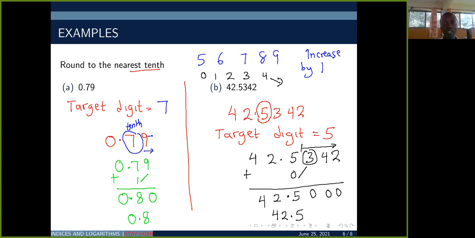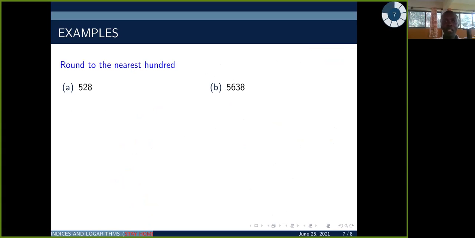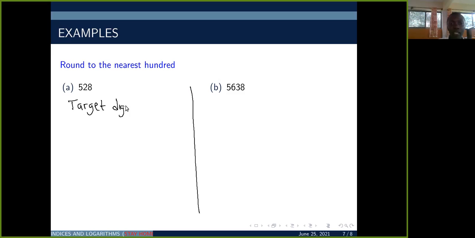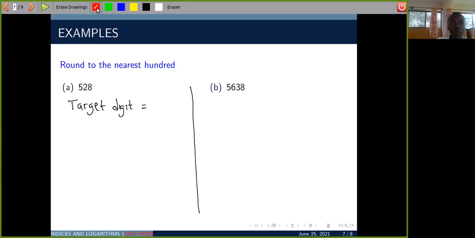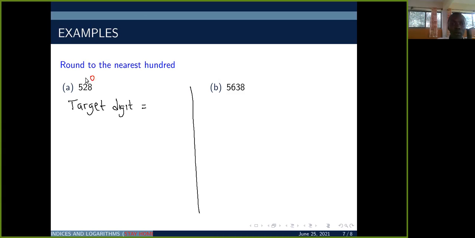Okay, let's look at more examples. Rounding to the nearest 100. So I'm going to come and I identify what is my target digit. My target digit is that digit that is in the 100 position. So I first give the place value. I know that this is 1, this is 10, and this is 100. So my target digit is 5.